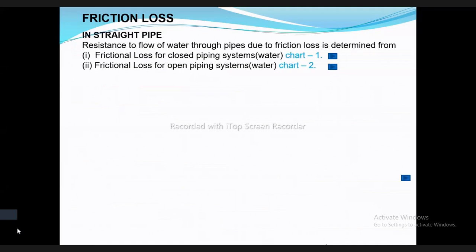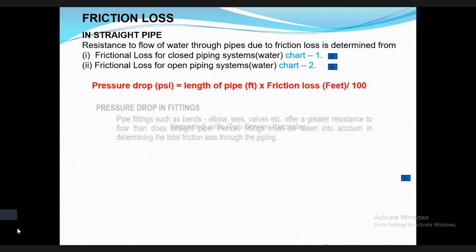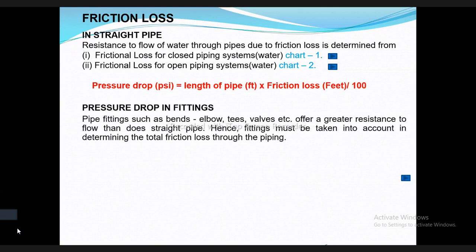So basically, in a straight pipe, the resistance to flow of water through the pipe due to friction is determined from the table. There are basically two tables. One is for closed piping and the other is for open piping, because both are at different pressures. So we have two different charts. And we have already seen pressure drop is equal to the length of the pipe multiplied by friction loss in feet divided by 100. That's given in your chart.